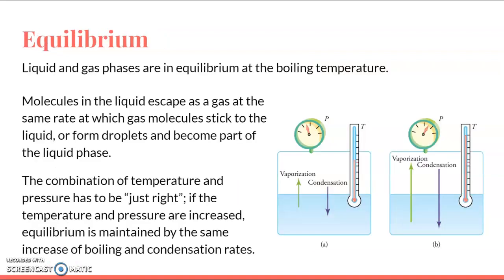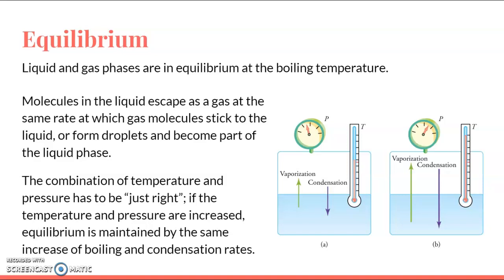Something I do want to mention is that when we're at the boiling point for a liquid, the liquid and gas phases are actually in equilibrium. The combination of temperature and pressure has to be just right for this to happen. We basically have to lie on the line in our PT graphs, or along that curve, I should say. But nonetheless, the rate at which the molecules are evaporating, or becoming vaporized, is the same rate at which they're condensing.